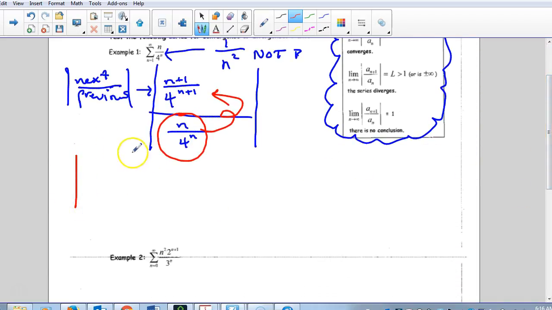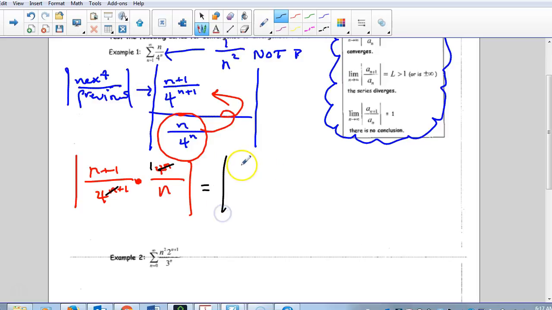I've got the absolute value of n plus 1, over 4 to the n plus 1, times 4 to the n over n. Gosh, this is so hard to write on. Okay, so here we go. 4 to the n plus 1. Well, these n's are gone, and I just get 1/4, right? I just have a 1 up here. So here's where I am. I've got 1 on the top, n plus 1, all over 4n.